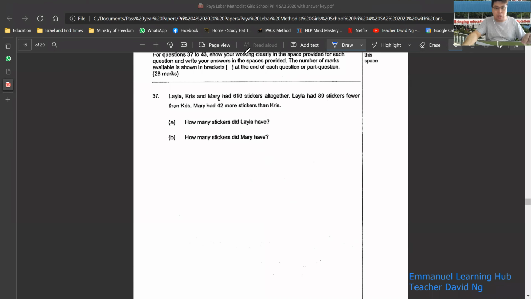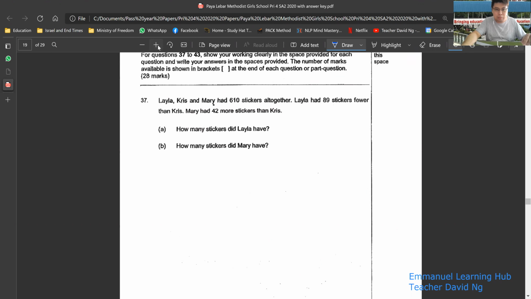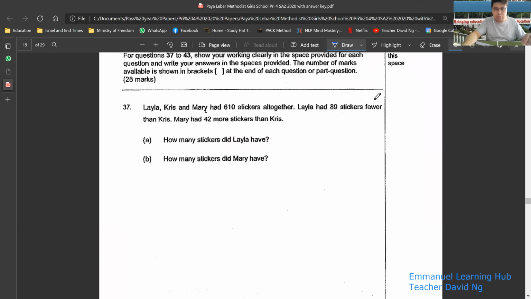Okay, let's take a look at question 37. It says here that Layla, Chris, and Mary had 610 stickers altogether. Layla had 89 stickers fewer than Chris. Mary had 42 more stickers than Chris. How many stickers did Layla have?